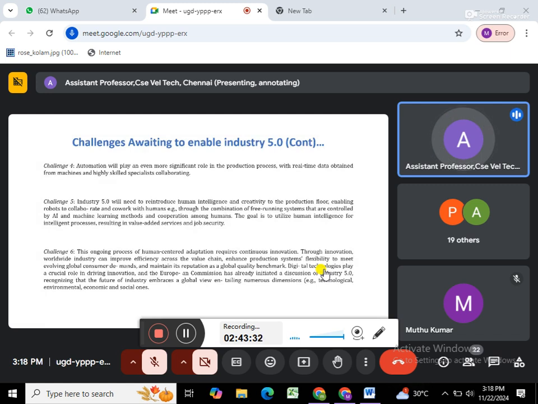Okay, and again, this is challenge 6: human-centered adaptation requires continuous innovation. This is very important. Even though we are moving through different transitions from Industry 1 to Industry 5, there will always be openings for challenges as well as for innovations. So the innovation aspect is very important. We can think of all possible innovations.